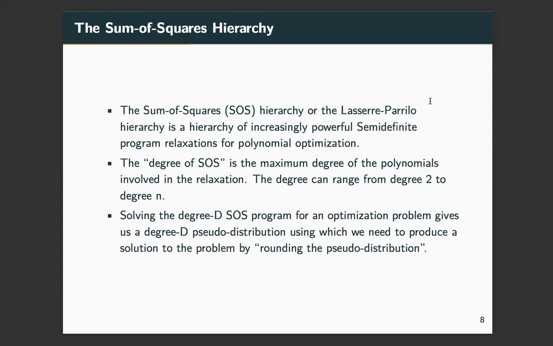Roughly, we can think of this as solving the SOS program yields a distribution over solutions to the optimization problem, but we are not allowed to sample from this distribution. Instead, we need to produce a solution using only the low degree D moments of the distribution.